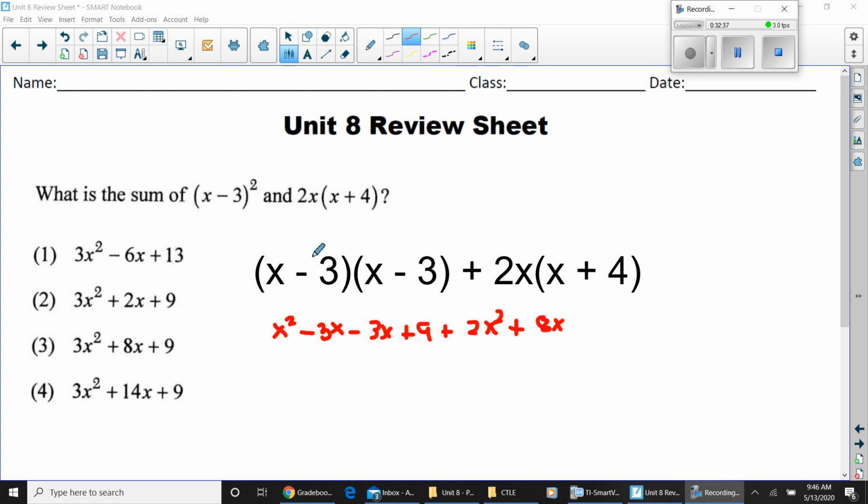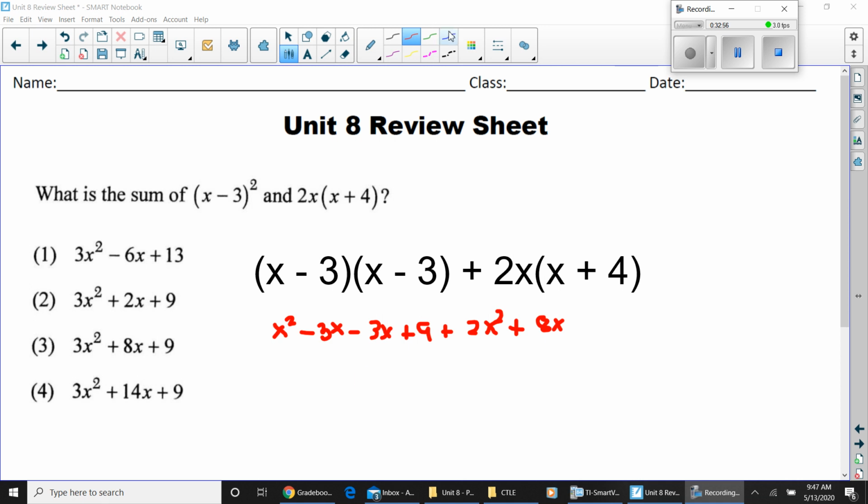Okay, so I did the distributive property here. X times x is x squared. X times negative 3 is negative 3x. Negative 3 times x is negative 3x. Negative 3 times negative 3 is positive 9. And then you did 2x times x is 2x squared, and 2x times 4 is 8x.